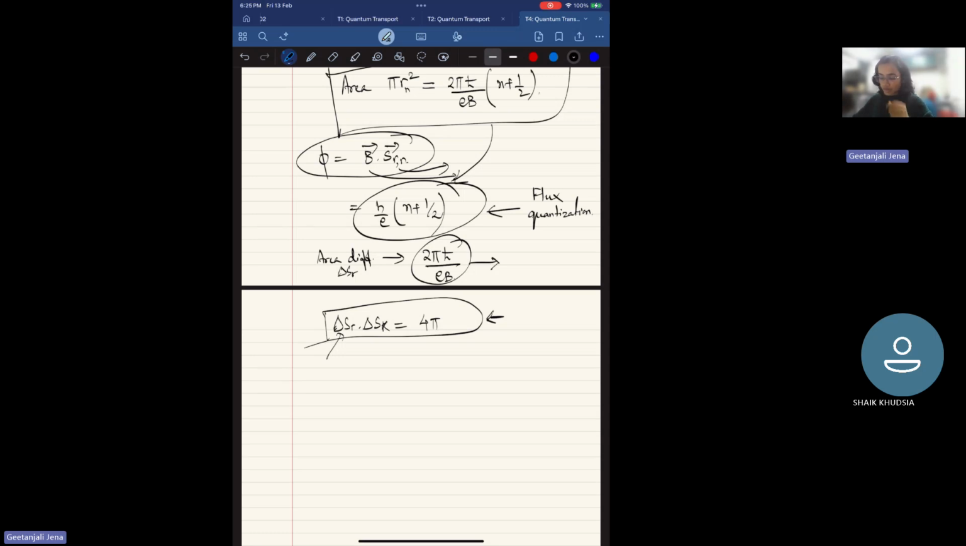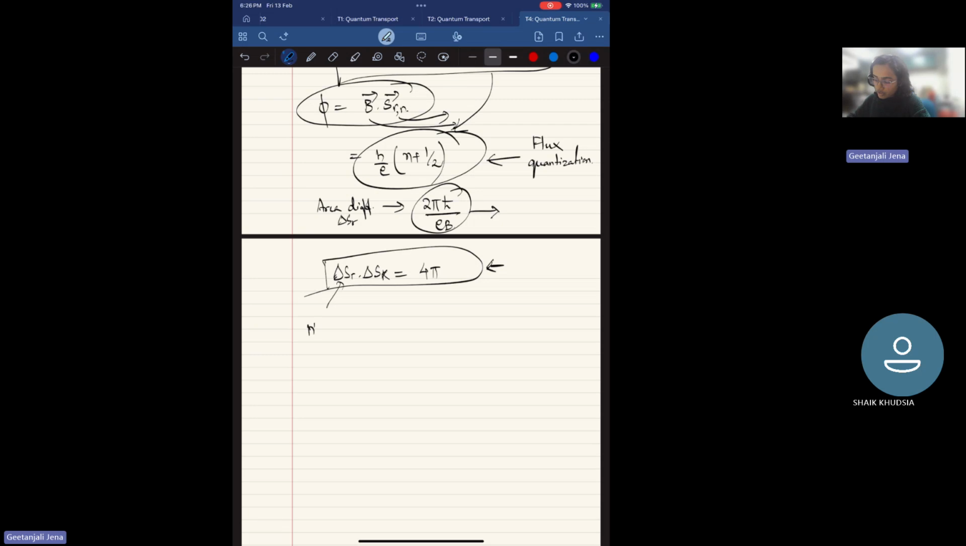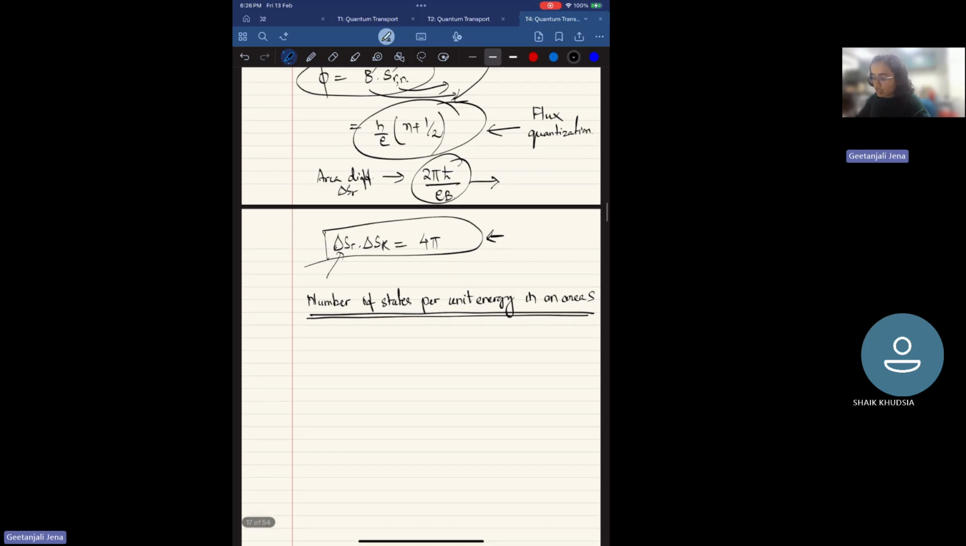For that, if you recall, density of states is nothing but the number of states per unit area per unit energy. So if we know the density of states, then we'll be able to calculate the number of states that will be there inside a given Landau level. So let us say we want to find out the number of states per unit energy in an area S. We want to calculate the states per unit energy in an area.